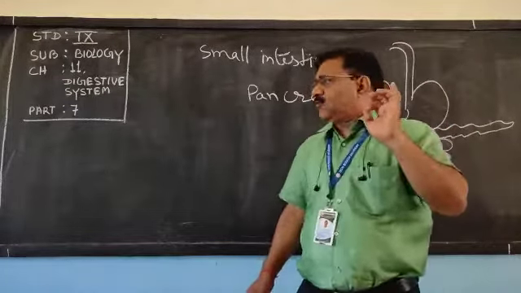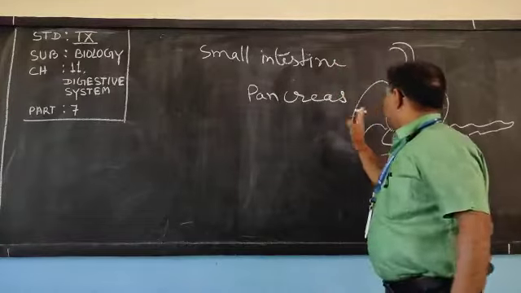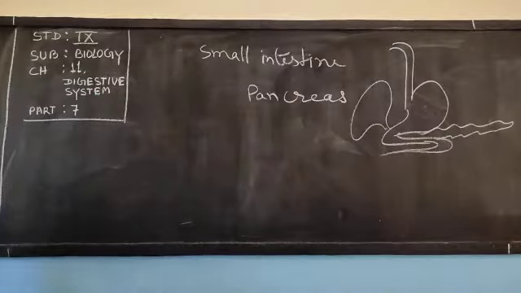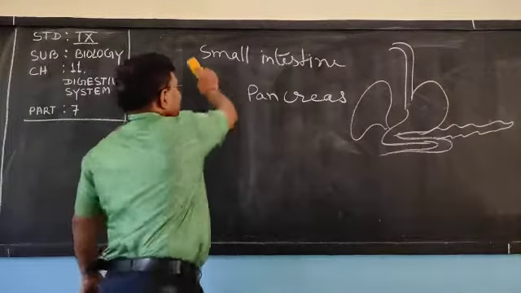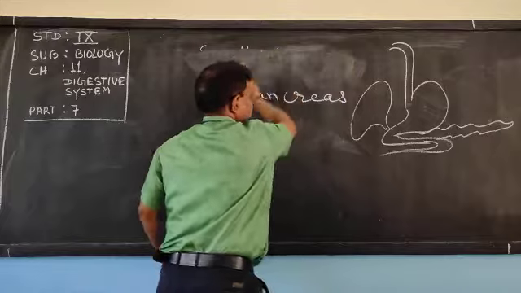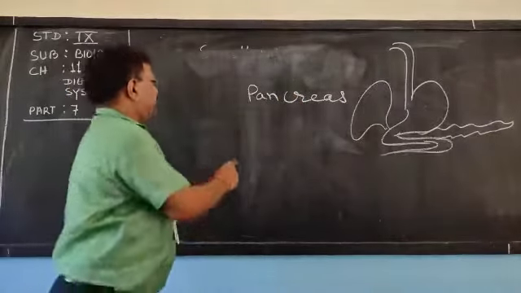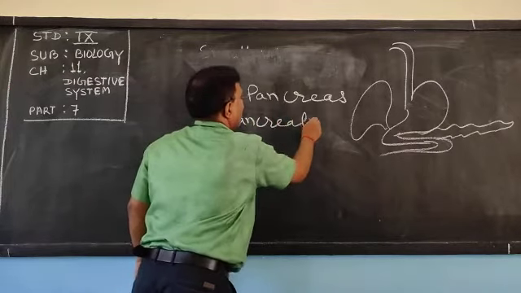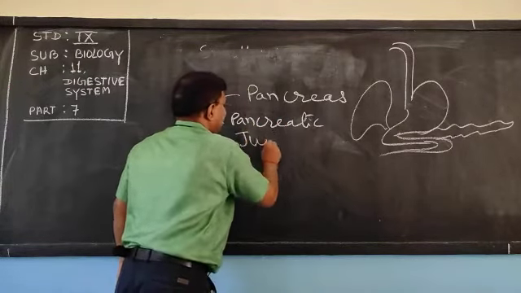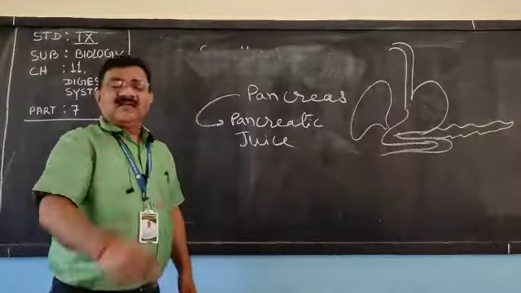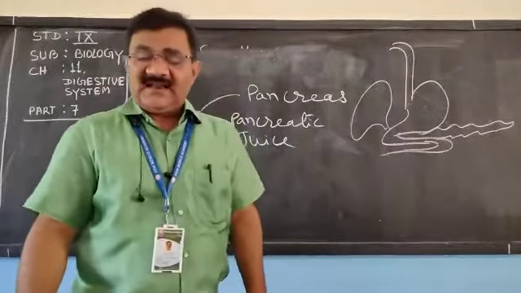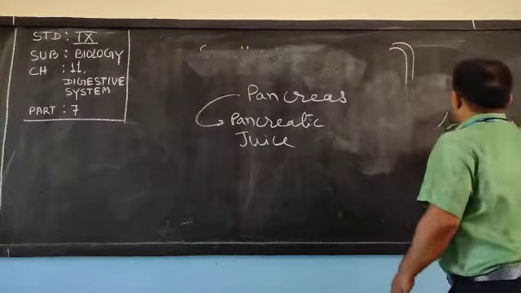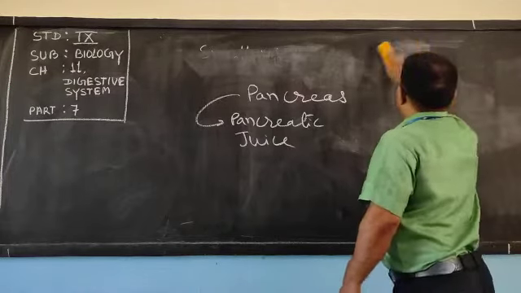And yesterday I told you that the liver secretes bile and the pancreas secretes pancreatic juice. So the pancreas secretes pancreatic juice. And what does pancreatic juice contain? Pancreatic juice contains three things. What are those three things? What are the components of pancreatic juice?